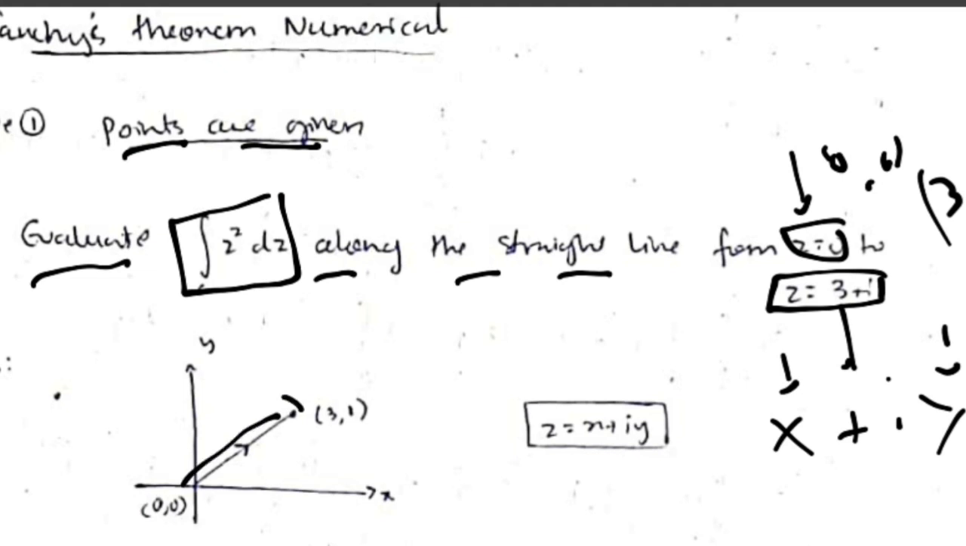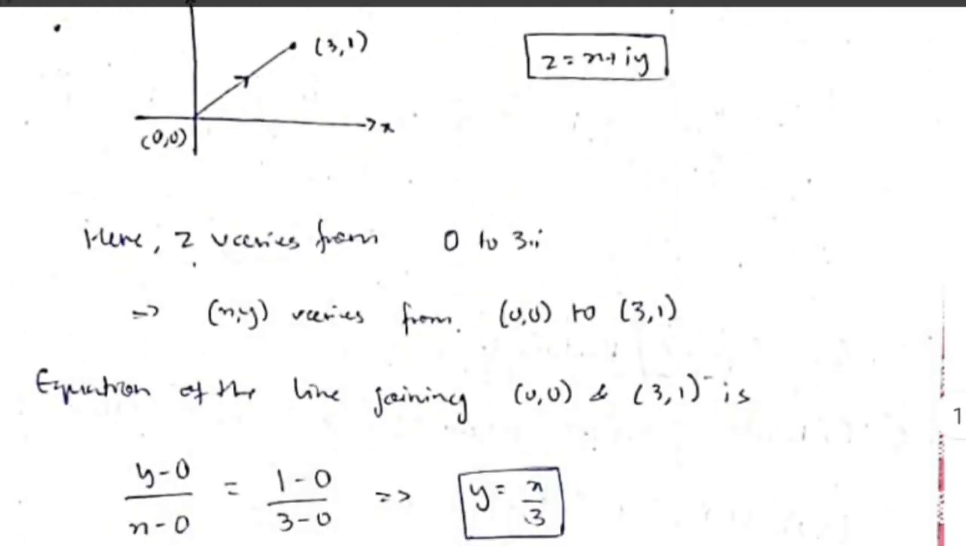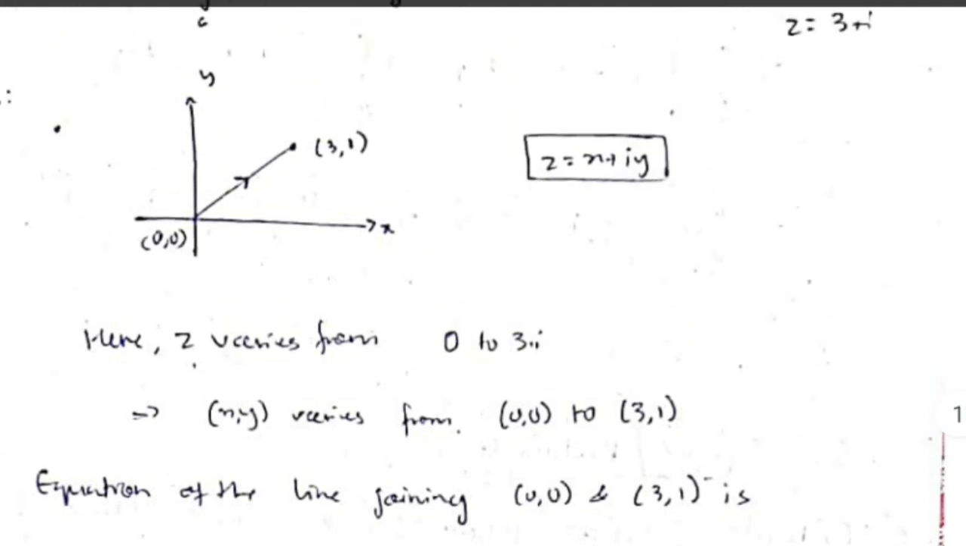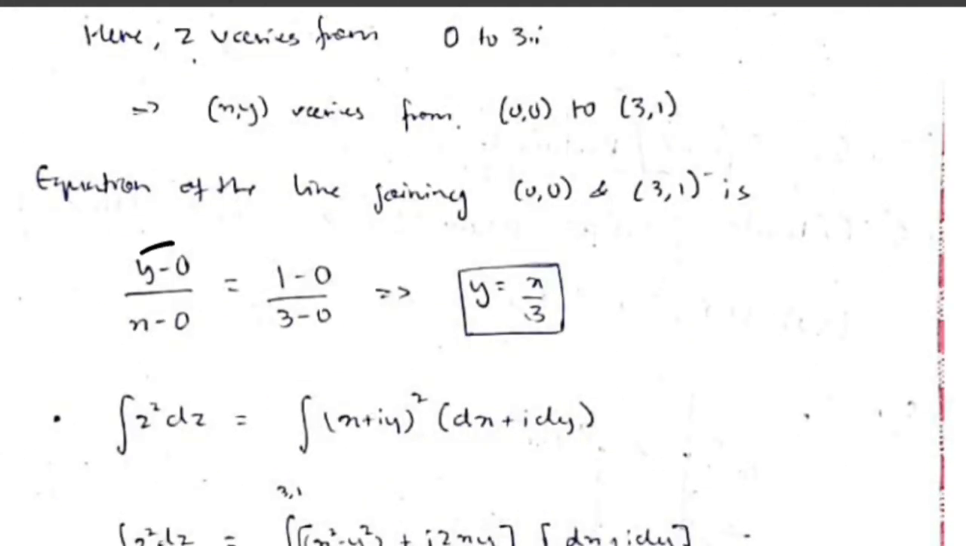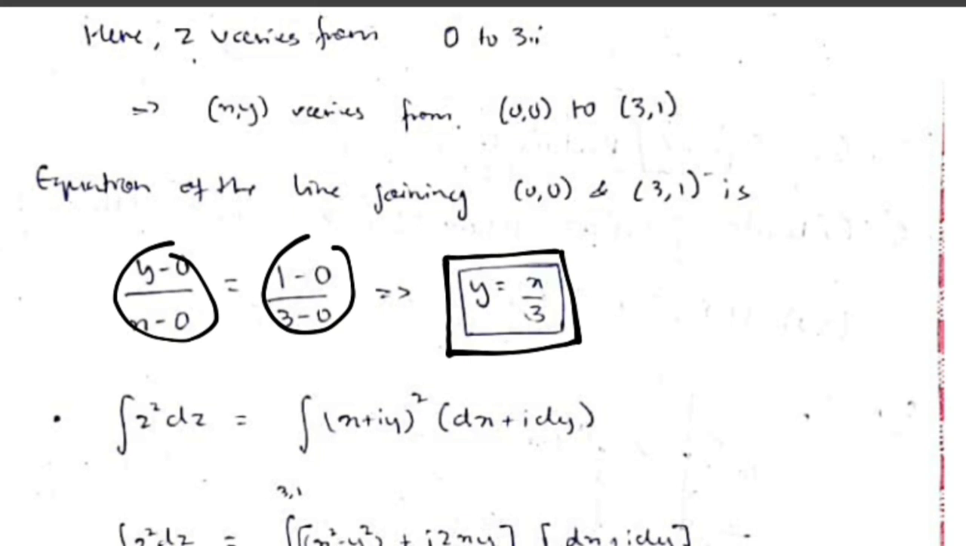We will draw a graph in the first step, and then we will see the limits, from where to where z is varying. z is varying from 0 to 3 plus i, that means (x, y) is varying from (0, 0) to (3, 1), okay. By this we will get from where to where x and y are varying. x is varying from 0 to 3 and y is varying from 0 to 1. After getting the points, we have to find the equation of the line. How to find the equation of the line? (y minus 0)/(x minus 0) is equal to (1 minus 0)/(3 minus 0). By that we will get the equation of the line, y is equal to x by 3, okay.